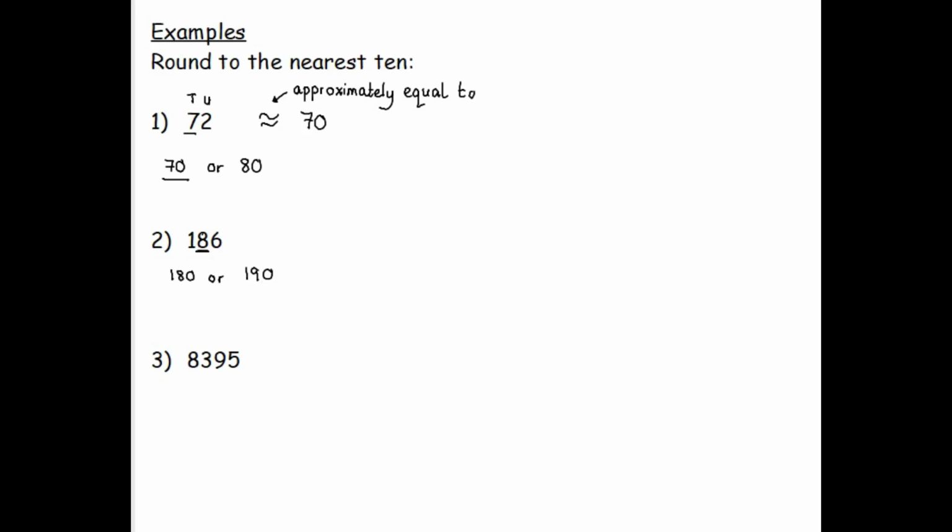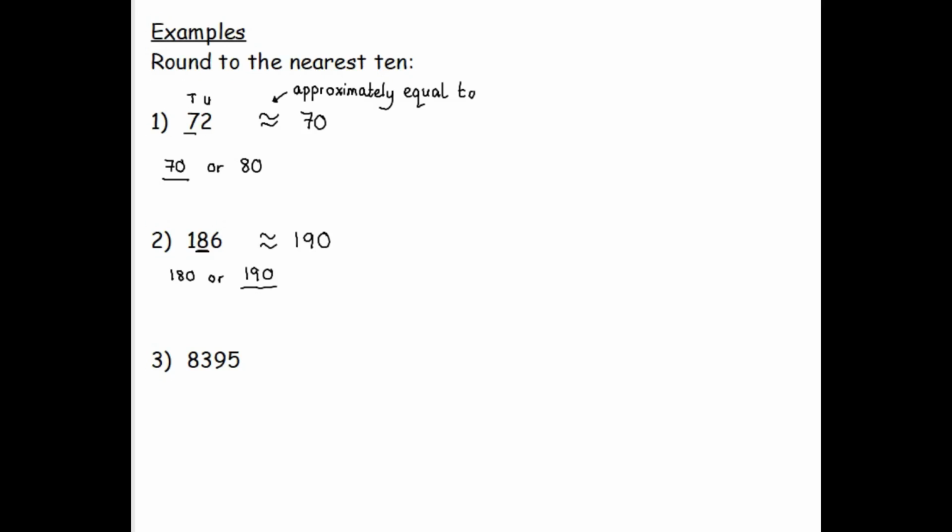So there's our tens column. We look at the units column, the column after it. It's a 6. 5 or more, you want to round up. So 6 is bigger than 5, so you round up to 190. So 186 is approximately equal to 190.